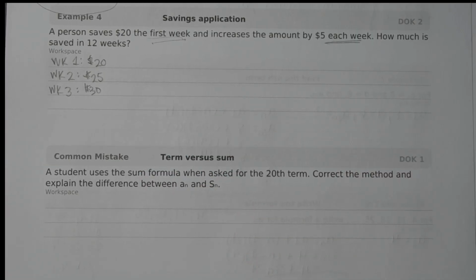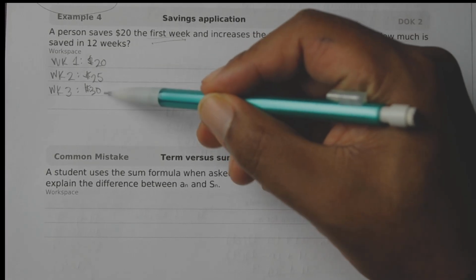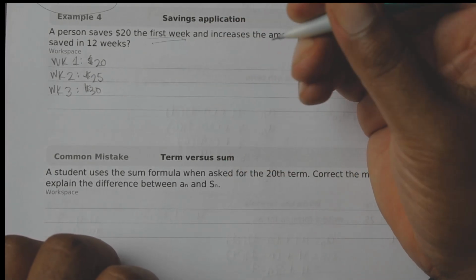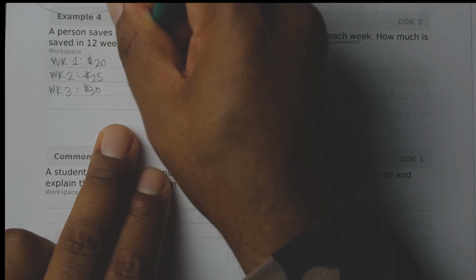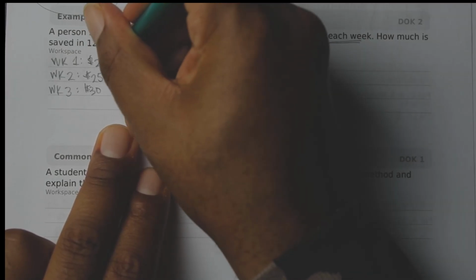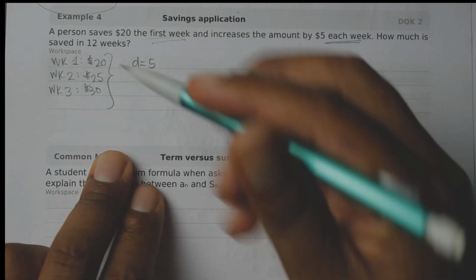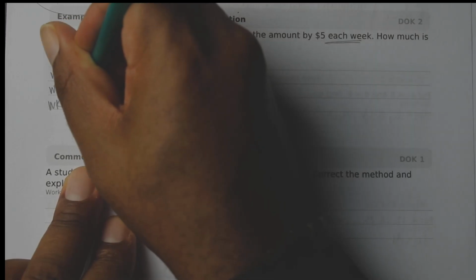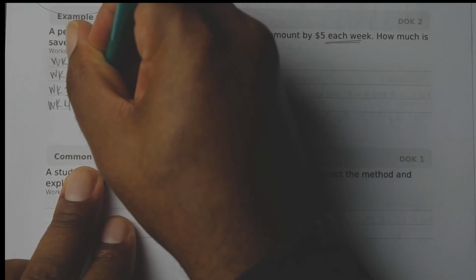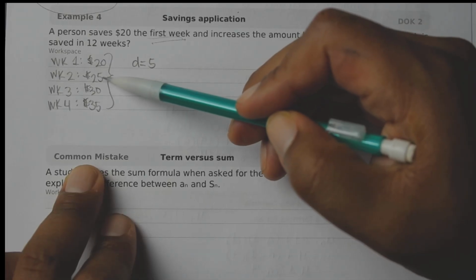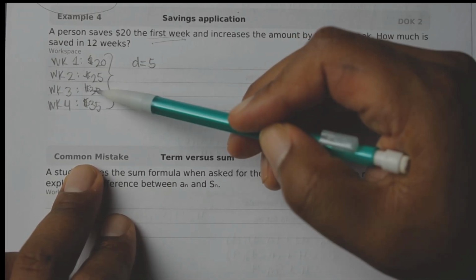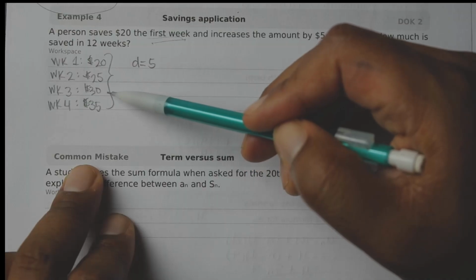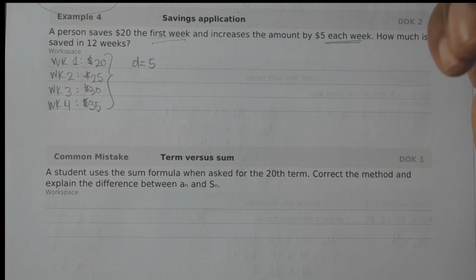So the first term is 20. And then notice the common difference would be 5, right? So D is equal to 5. So we can essentially say, week 4, they're going to have $35 saved up. Okay. So again, if we did 25 minus 20, we would get 5. 30 minus 25, get 5. 35 minus 30, get 5. So on and so forth.